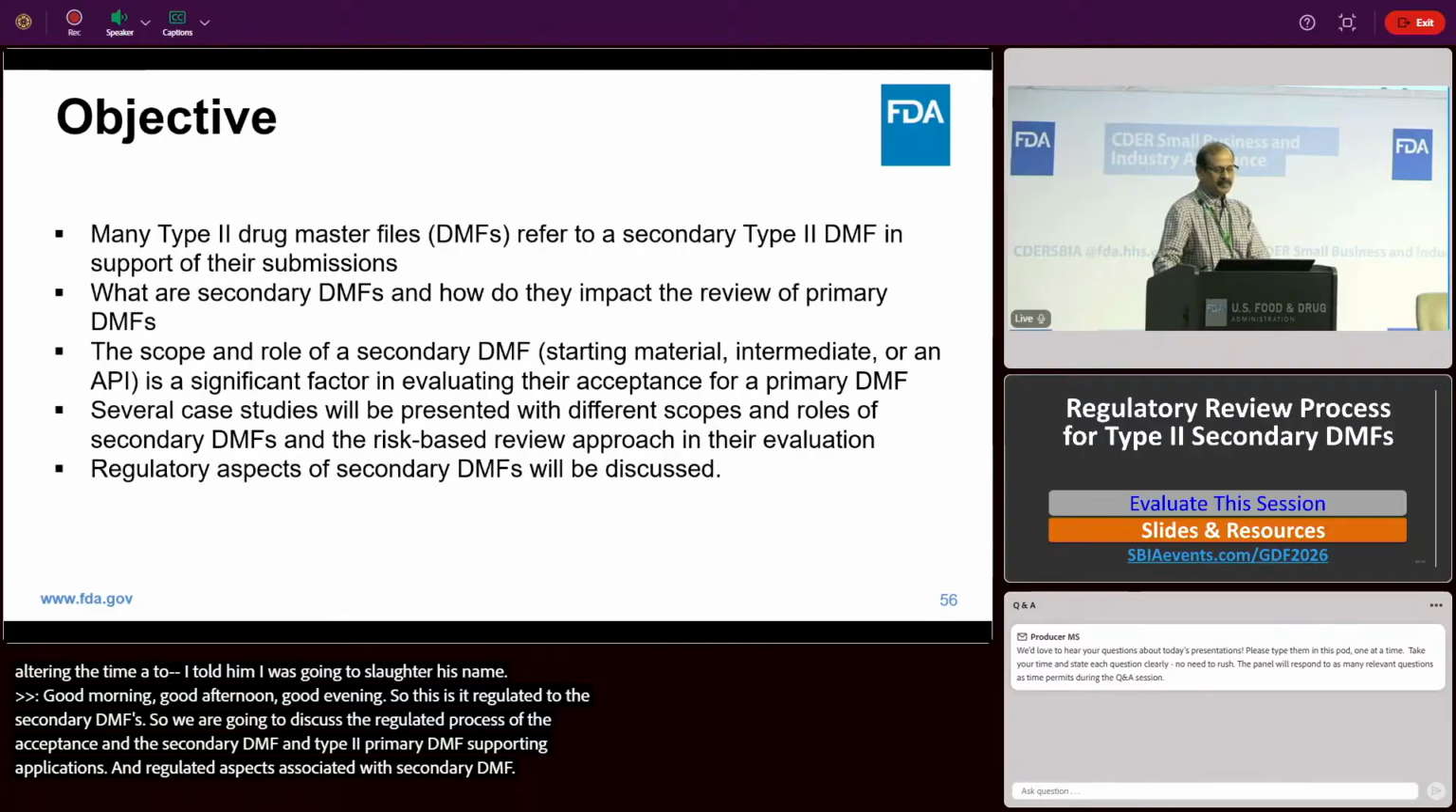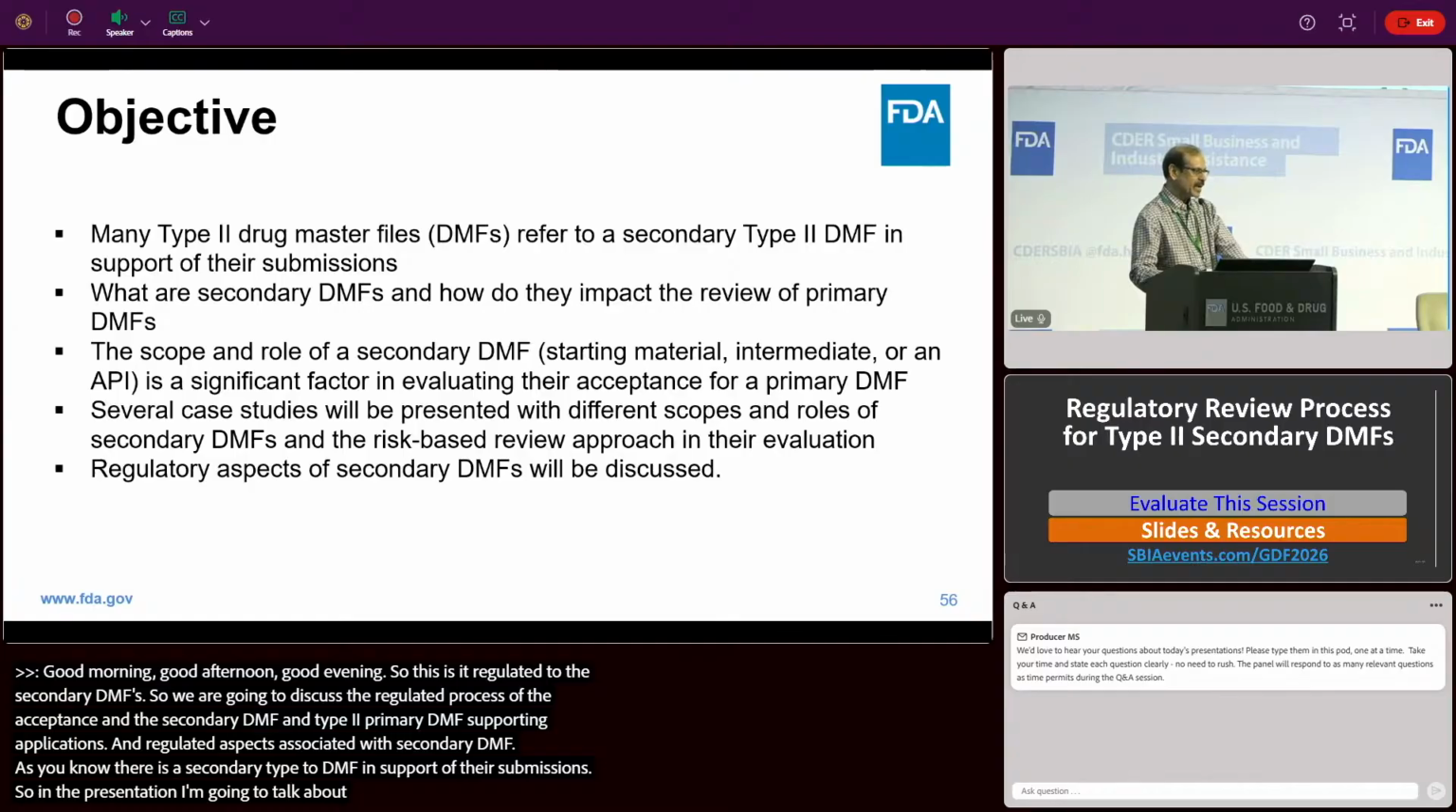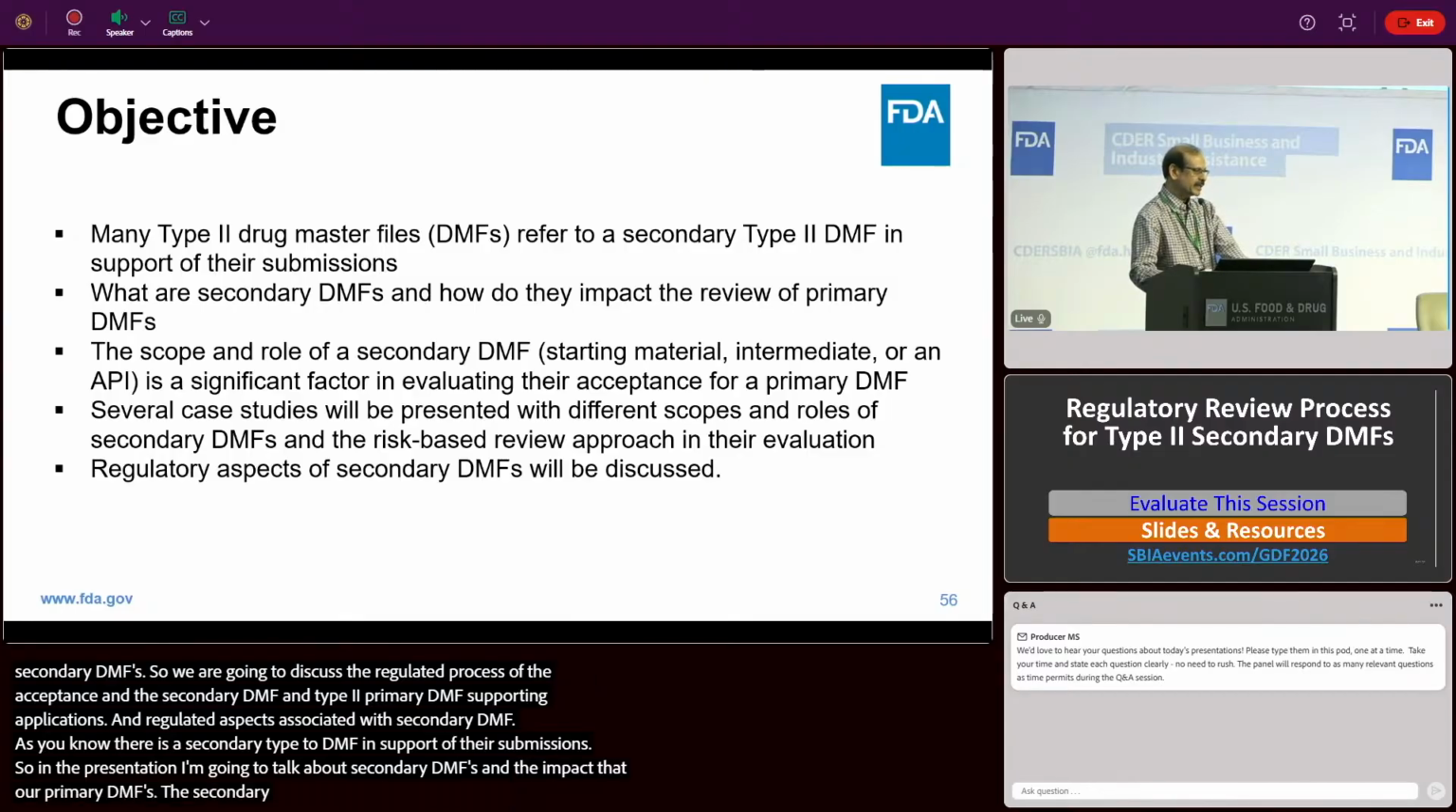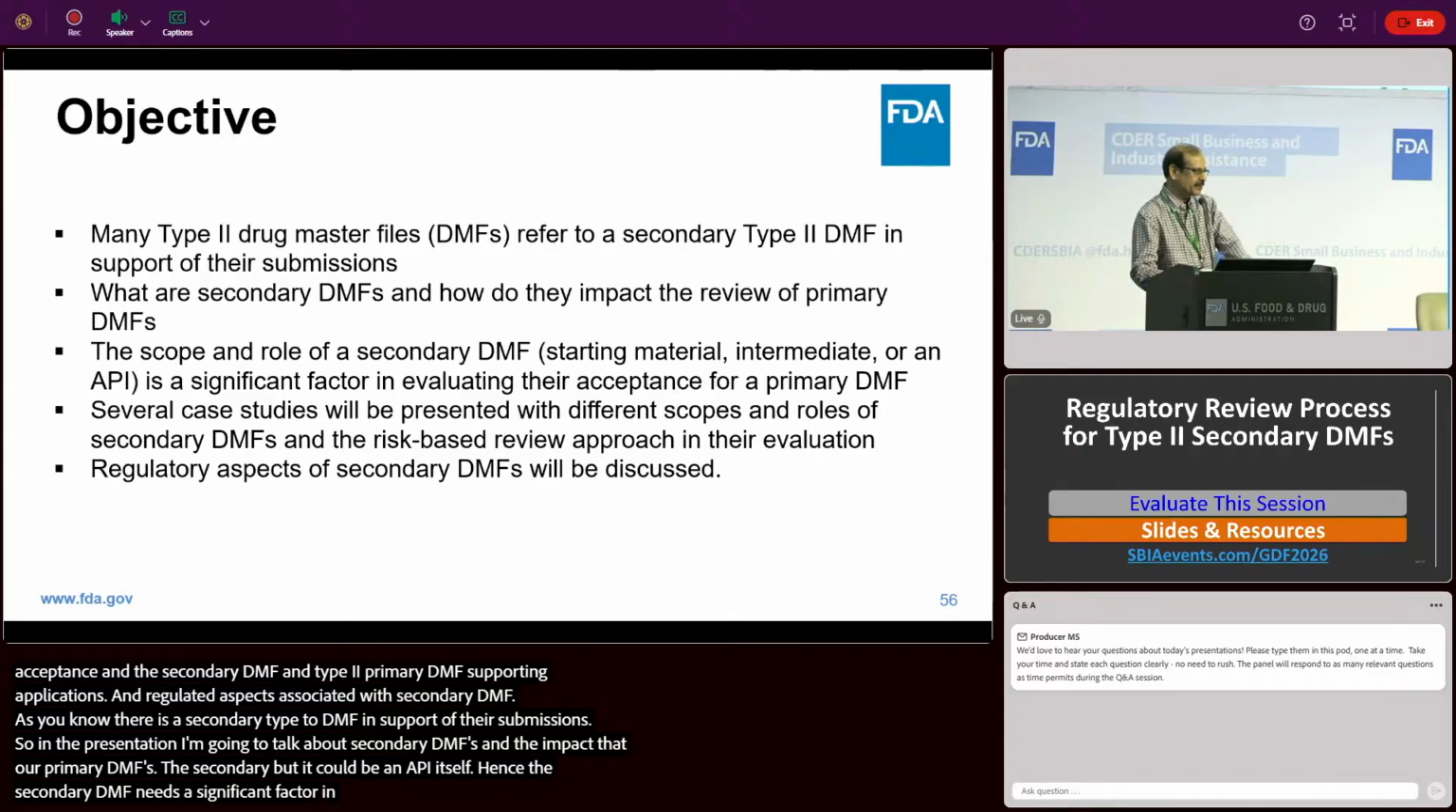As we know, many Type 2 drug master files refer to a secondary Type 2 DMF in support of their submissions. So in the presentation, first I'm going to talk about what are secondary DMFs and how do they impact the review of primary DMFs. The secondary DMFs could be a starting material, intermediate, or an API itself for the primary DMF. Hence, the scope and role of secondary DMF is a significant factor in evaluating their acceptance for a primary DMF.